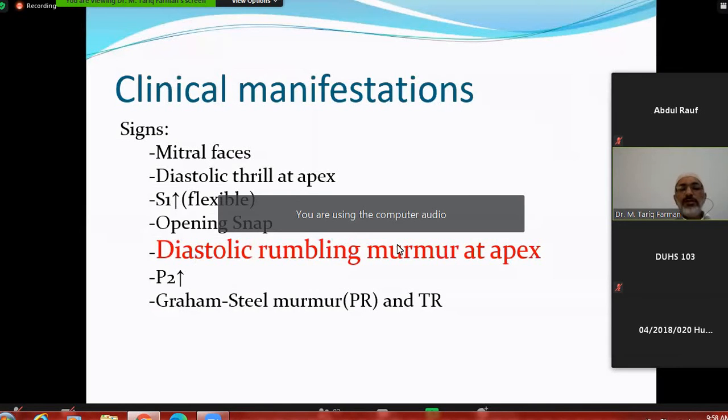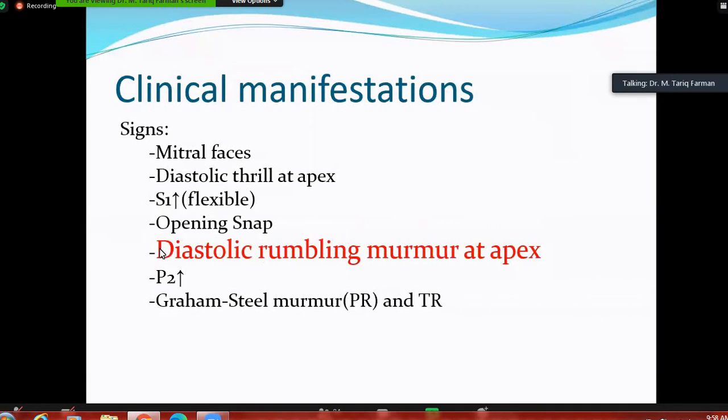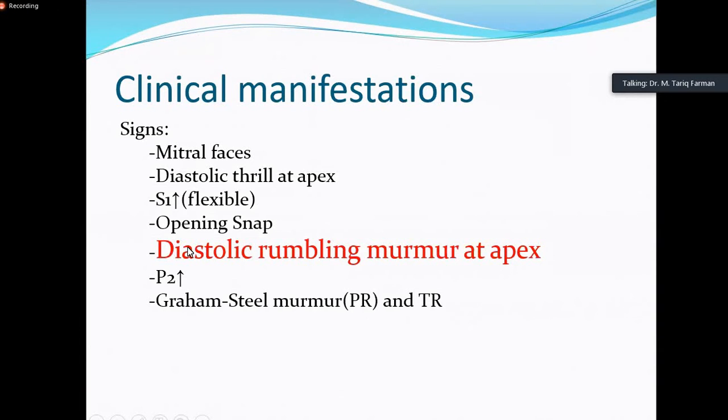But the diastolic rumbling murmur, this is a very important finding. If you have MS and if you're going to diagnose the MS on clinical grounds, then you must have this diastolic rumbling murmur. It's a very typical murmur, a diastolic rumbling murmur at the apex. And in case of the advanced stage of the disease, if the signs of pulmonary artery hypertension are there, then you may have a loud P2 and the left parasternal heave and the systolic murmur of the TR over the left parasternal area, and Graham Steell murmur of PR may be there.